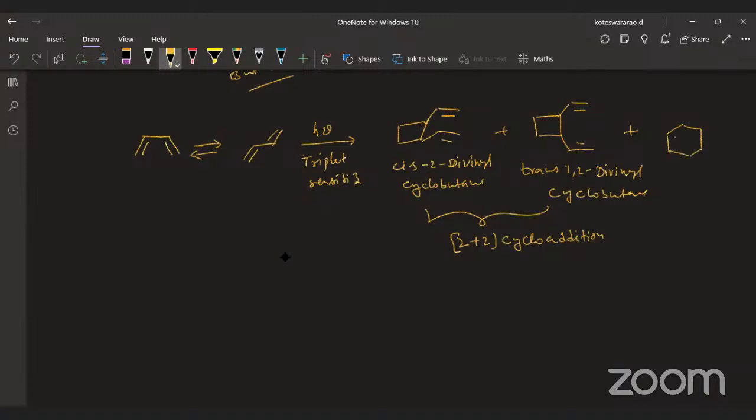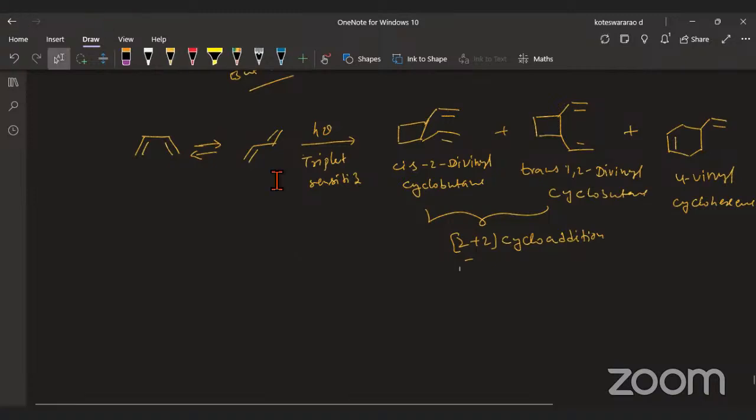In the presence of a triplet sensitizer, this kind of product appears: 4-vinylcyclohexene. 4-vinylcyclohexene is the product. These three products are generated as a mixture when 1,3-butadiene is irradiated with light in the presence of a triplet sensitizer.